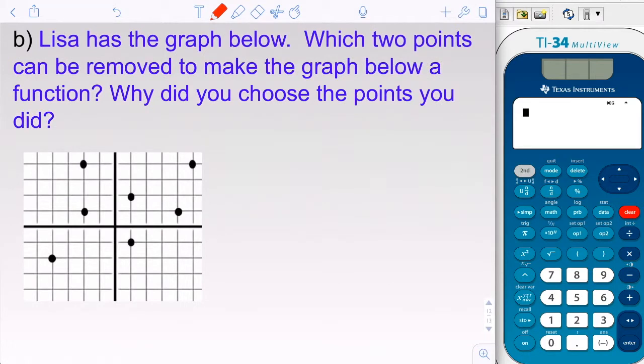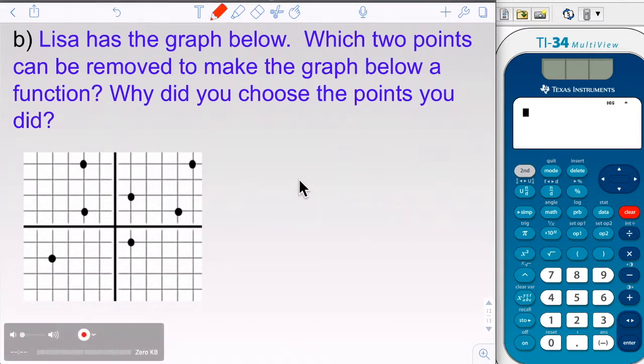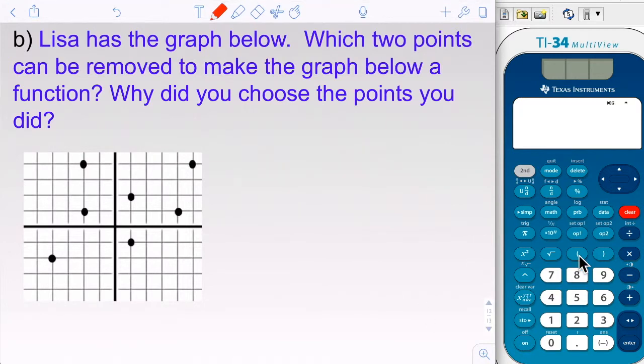Letter B. Lisa has the graph below. Which 2 points can be removed to make the graph below a function? Why did you choose the points that you did? So if you could please pause the video, highlight or circle or cross out or something, mark 2 points that you would remove to make this a function, and then just off to the side here, give a small little explanation on why you chose those points. Go ahead and pause the video and do that now.